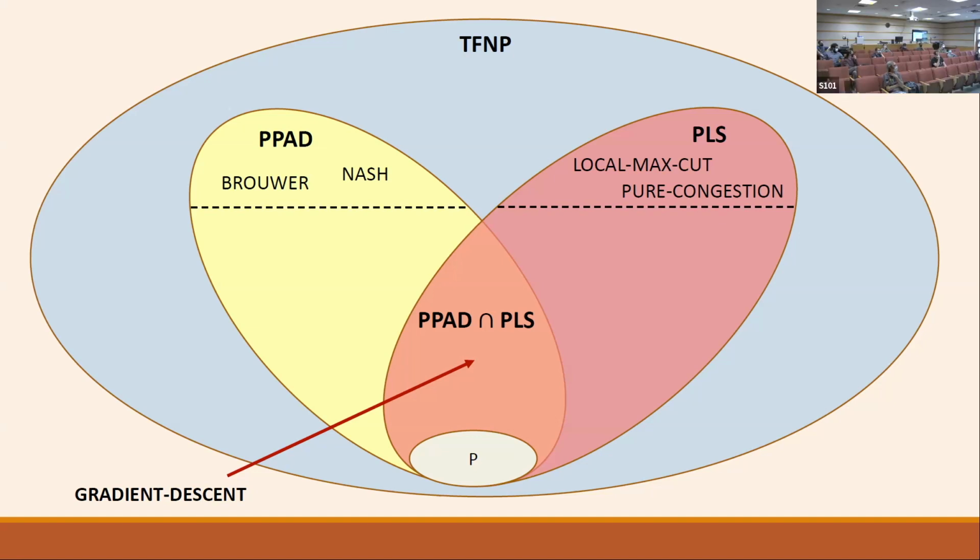Mm-hmm. If gradient descent is in PLS, you said, I guess, that local max cut is PLS complete. Doesn't it suggest that we should only care about quadratic functions, maybe? Care about? What do you mean by care about? For applications or for what? Not for applications, but maybe gradient descent only for white box quadratic functions might be as hard as gradient descent for all arithmetic circuits.